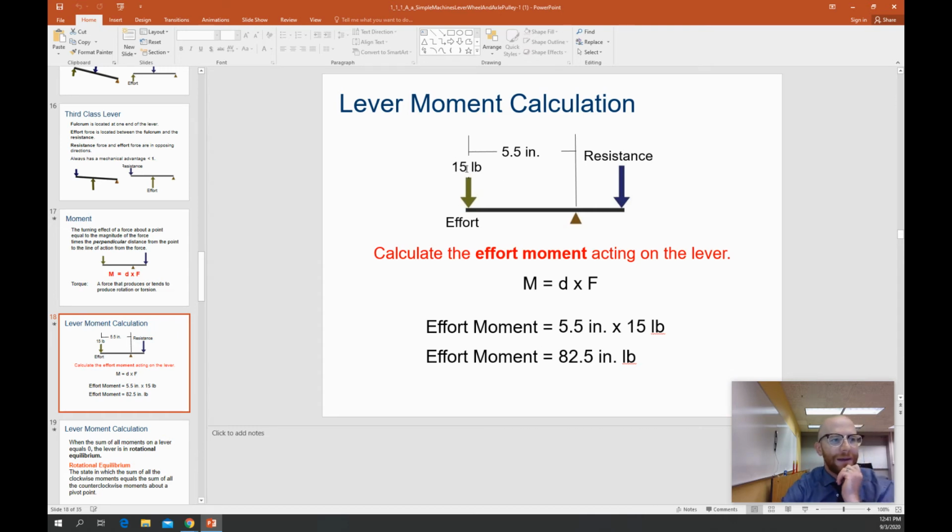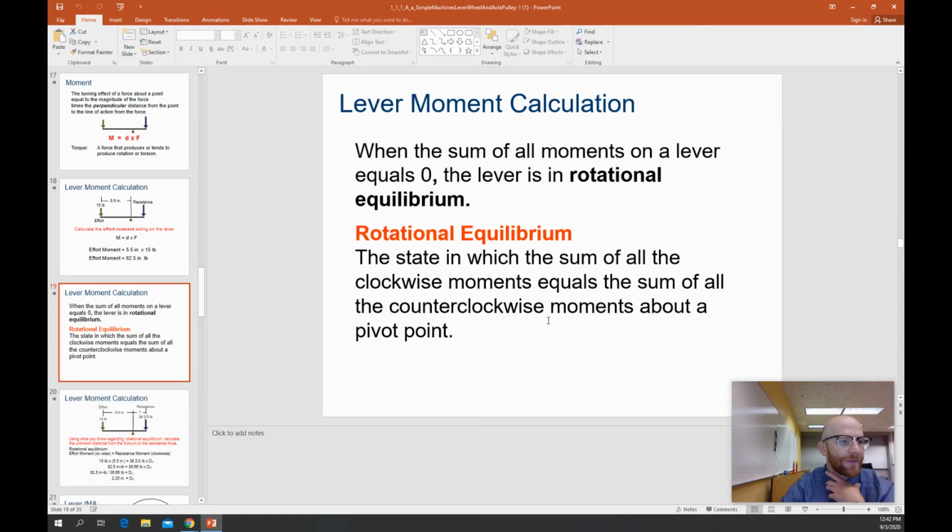So if we have 15 pounds of effort force and there's 5.5 inches to the fulcrum, we have a new kind of force here. Our force is a little different, right? What do you mean? Well, our force now is 82.5 inch-pounds. Wow, that's more than 15. Yeah, it's quite a bit more. But the resistance has a moment related to it as well. So let's take a look.